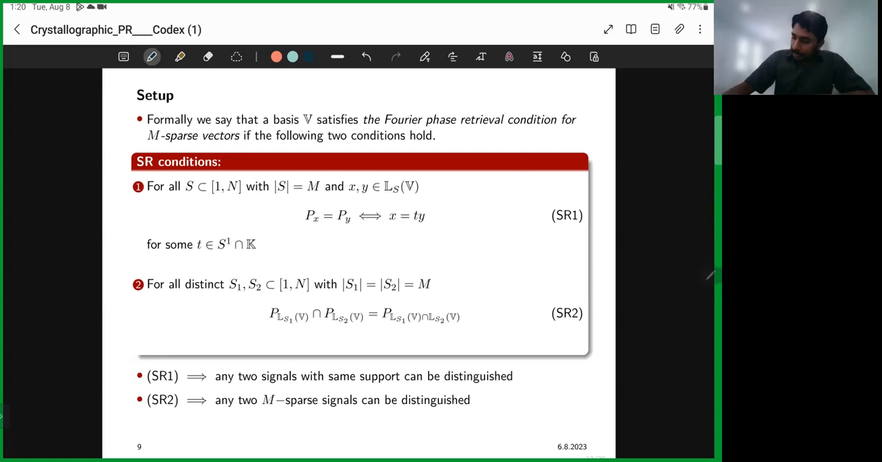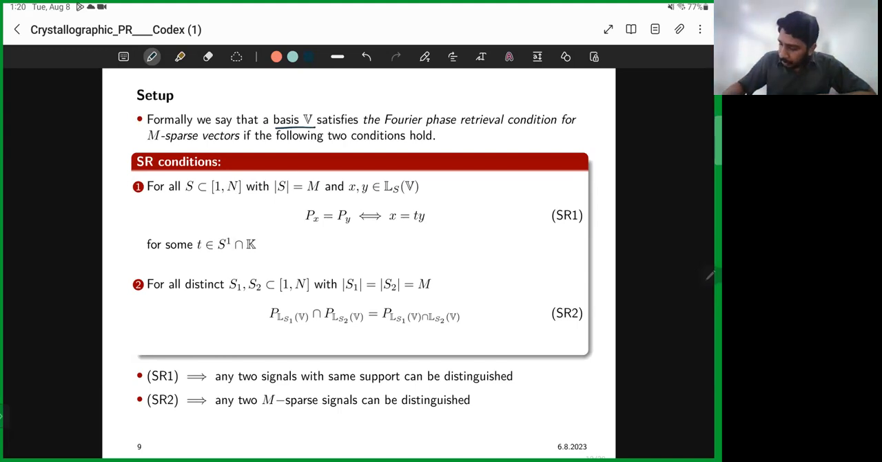And now we're going to understand the notion of recovery, given that we now understand the notion of sparsity, right? So we say that a basis V satisfies the Fourier phase retrieval condition for M sparse vectors, which is a mouthful, so I don't want to say it again and again, so I'm going to call it SR, if the following two conditions hold. SR1 and SR2, the S really stands for subspace, right? So for all S subset of 1 through N with size M, if Px equals Py, then X is equal to Ty, where T is some unimodular constant, depending on your field. So that's a nice, concise way of writing that.